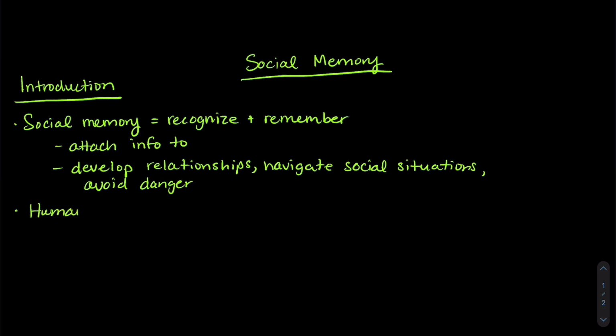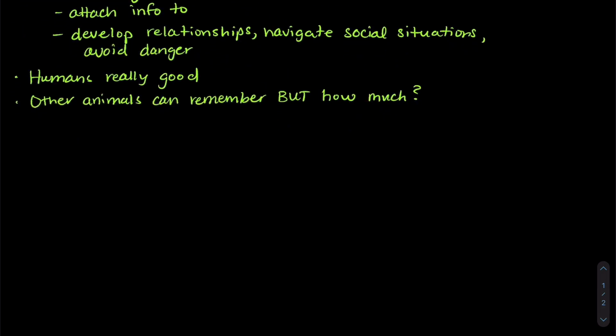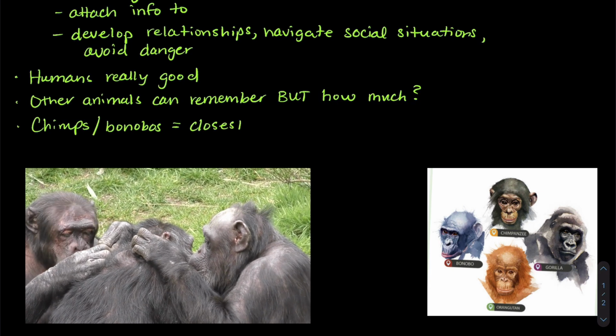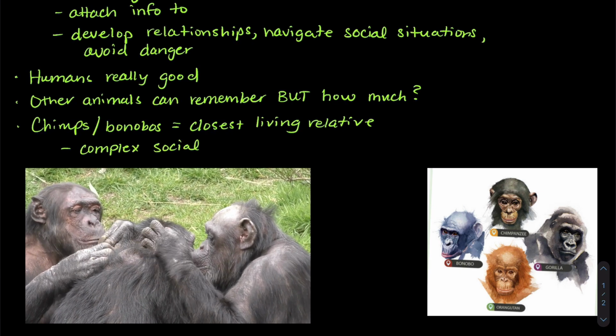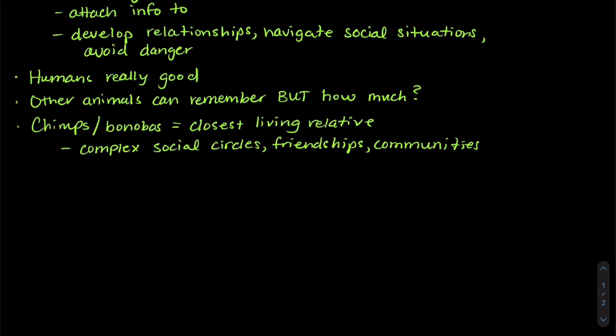Now, you might have guessed, but humans are really good at having this social memory. Previous research has shown that other animals can remember individuals, but we don't know quite how much or for how long. So one group of animals that we can study to answer these questions are chimps and bonobos, which are our closest living relatives. They form complex social circles, they form friendships, they form communities in the wild and in zoos. So researchers wanted to know which features of social memory we as humans share with these great apes, which are our closest living relatives.